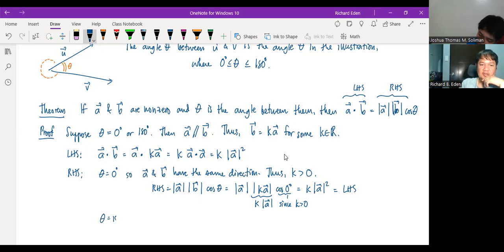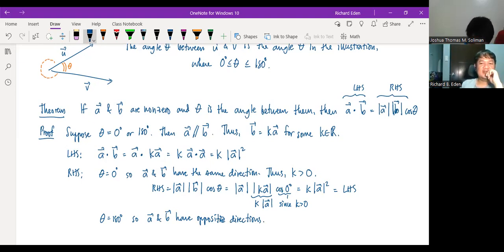What if theta is 180 degrees? That means A and B have opposite directions. So if A and B have opposite directions, what's our conclusion? They cancel each other. Negatives of each other. Well, if they have the same length. They have the same length po.